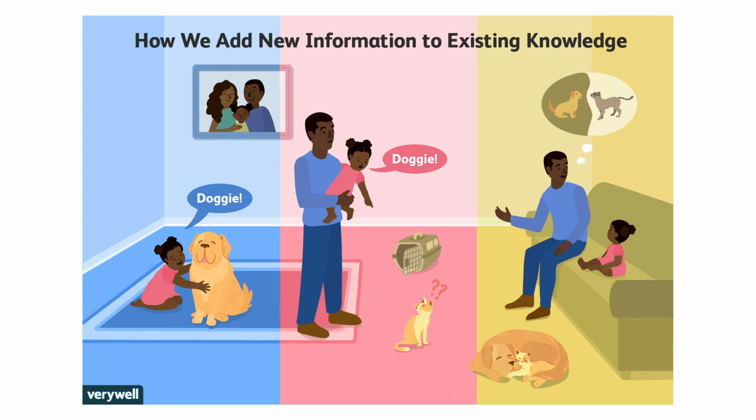Now let us consider that with the previously mentioned schema about dogs, the child sees a picture of a similar animal with pointed ears, a short nose, and a tail. She at once knows that the animal is a dog, only to be taught later that it was a cat. This calls for accommodation, where she needs to modify her idea about four-legged animals.